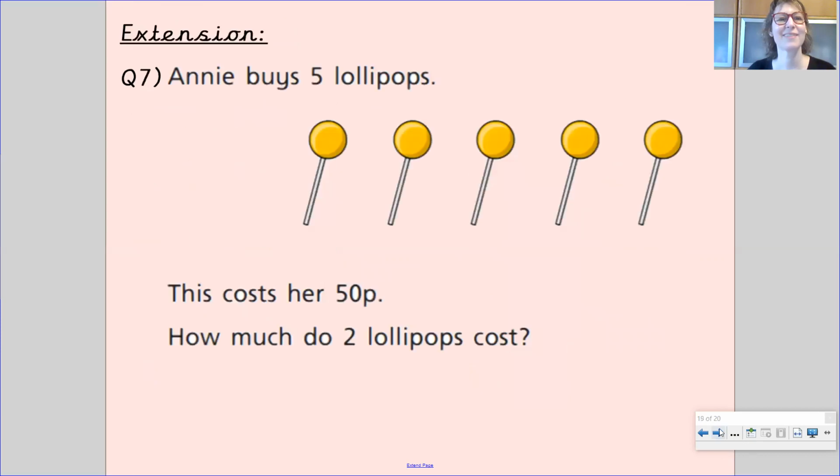Then you've got an extension. You've got 2 extensions like you normally do. So Annie buys 5 lollipops and they cost her 50p. Not 50p each, the lollipops cost her 50p. So all 5 lollipops cost her 50p. So how much do 2 lollipops cost? Okay, so you've got to work out what 1 lollipop costs, and then from there work out what 2 would cost.